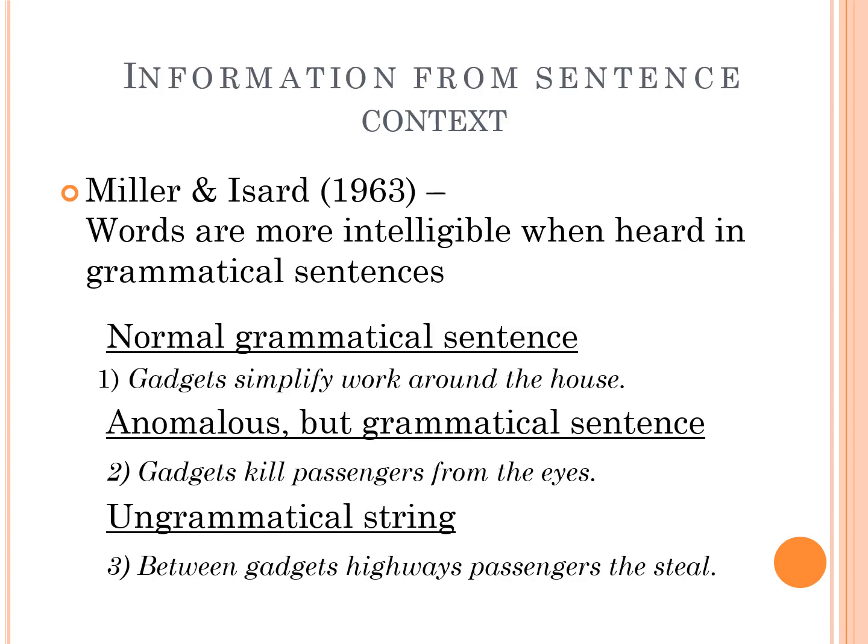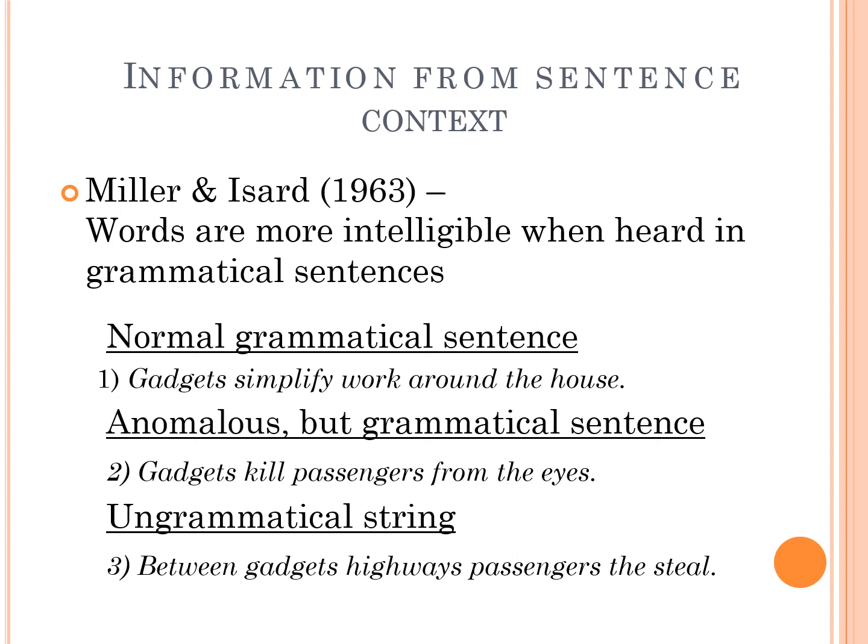A really different study looks at how we use sentence context to understand what we are hearing. Miller and Isard in 1963 found that words are more intelligible when heard in grammatical sentences that make sense. These are just some examples of their sentences, and you can see from the anomalous and the ungrammatical string that they were using the same words and counterbalancing and doing all that nice stuff.